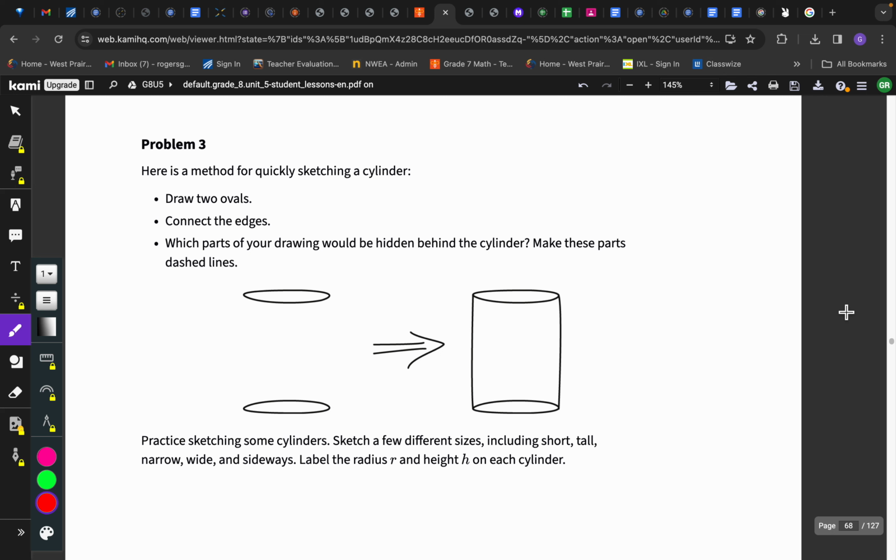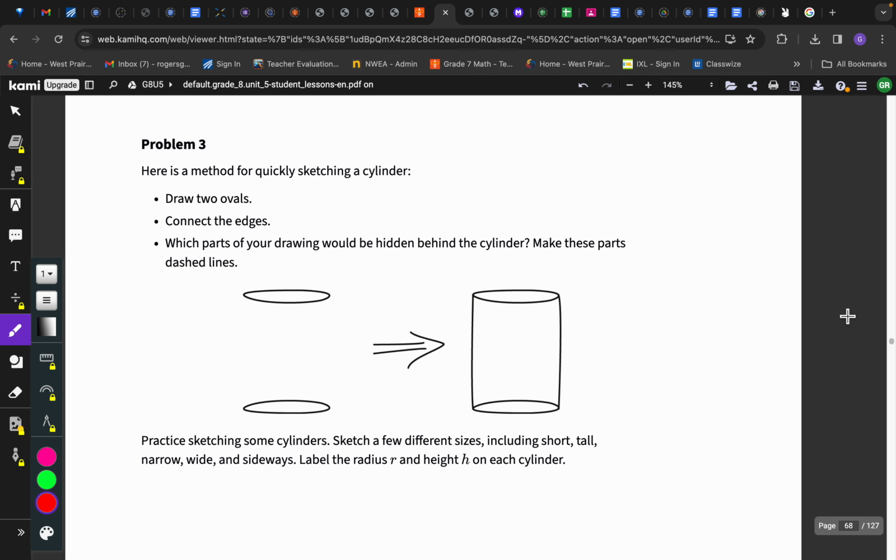Problem 3 says, here's a method for quickly sketching a cylinder. Draw 2 ovals, connect the edges, and then it says which parts of your drawing would be hidden behind the cylinder. Make these parts dashed lines.